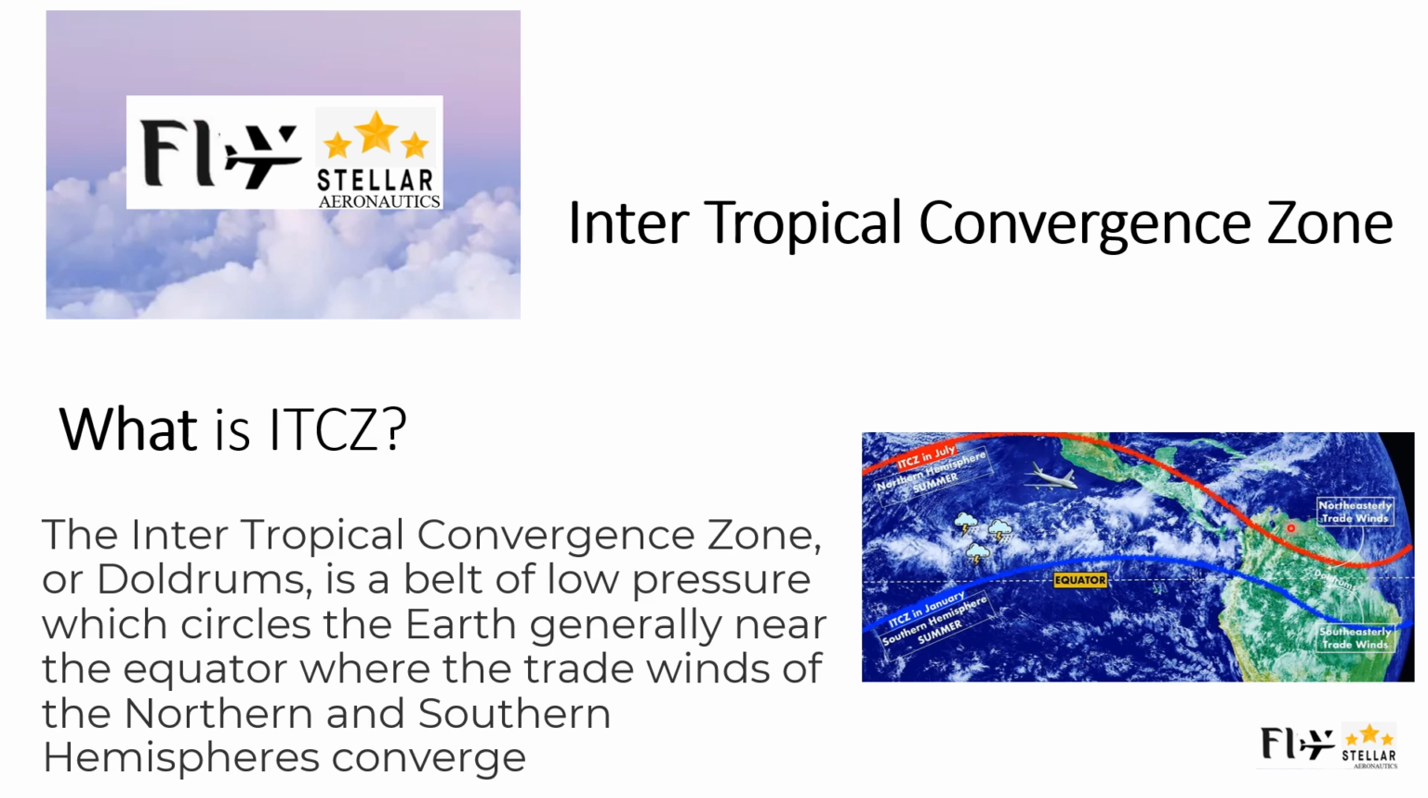when the northeasterly trade winds and the southeasterly trade winds converge, they form a region of low pressure which is not precisely situated at 0 degree latitude or the equator. There is some latitude difference between ITCZ and equator.